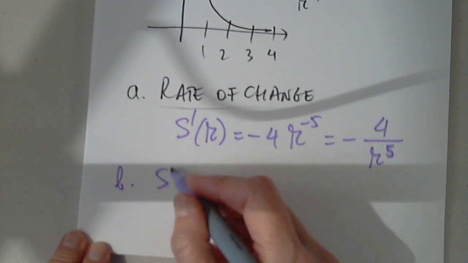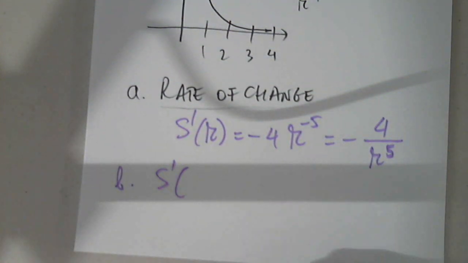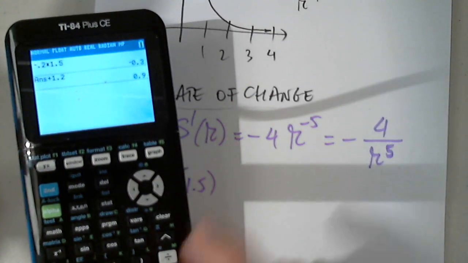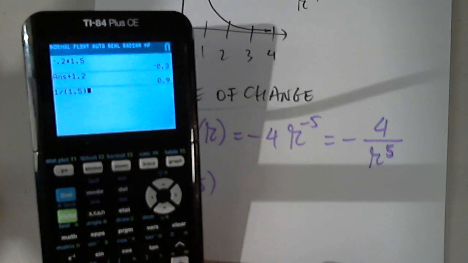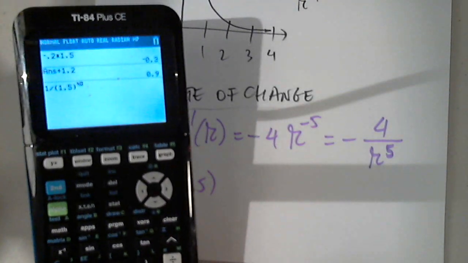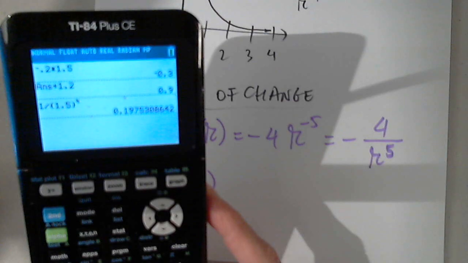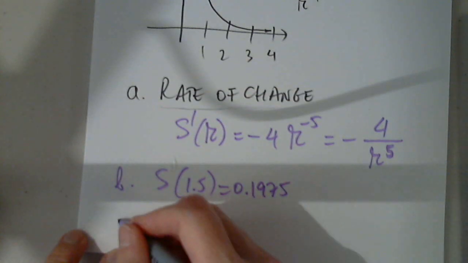Part B, they want us to find the resistance at not S prime, but S, the resistance at 1.5. So we will plug it in. Here it is. So I have 1 divided by... you know me already, I have to have parentheses and everything, but that's me. Some calculators don't require parentheses, but others do. So I don't know what type of calculator you have. So it's 0.1975.